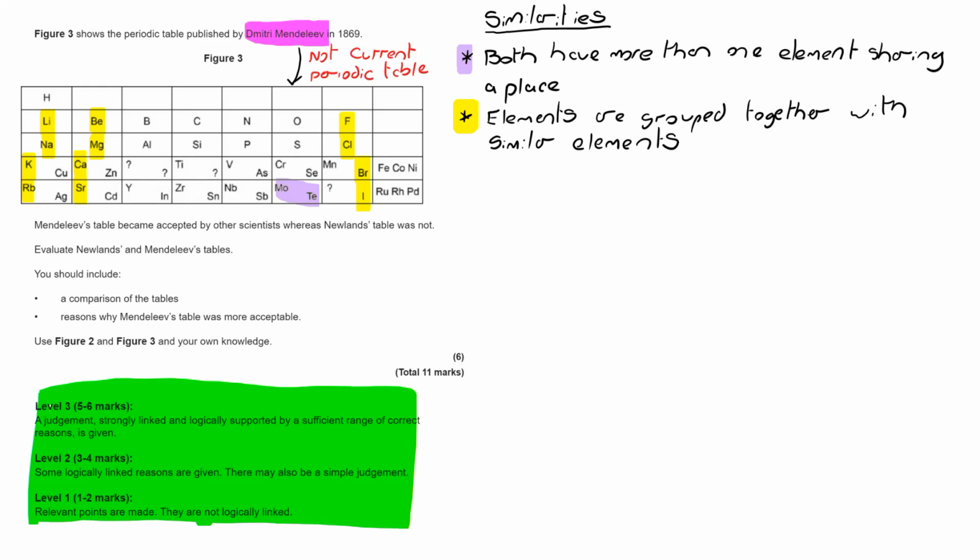I've also highlighted in yellow another similarity. Elements are grouped together with similar elements. So we can see in Mendeleev's table, and this happened in Newland's as well, lithium, sodium, potassium, rubidium, current group 1 are all grouped together. Fluorine, chlorine, bromine, iodine, all current group 7 were and are grouped together. In Newland's table, Mendeleev's old table, and actually in the current periodic table.